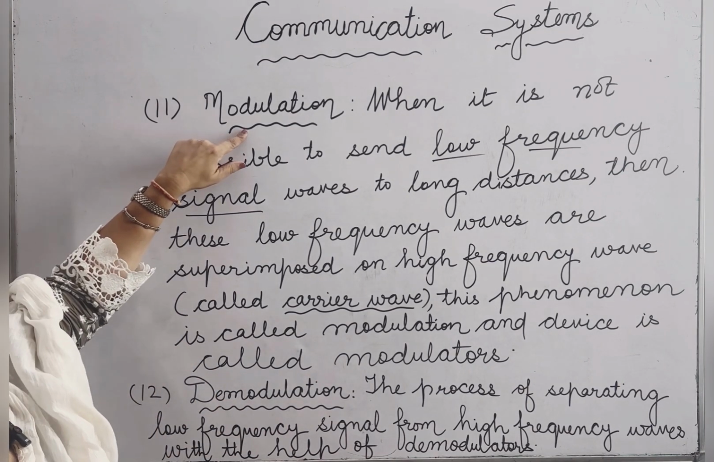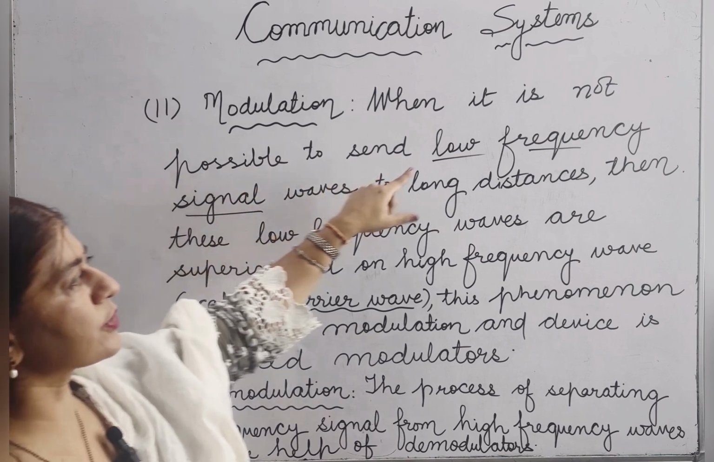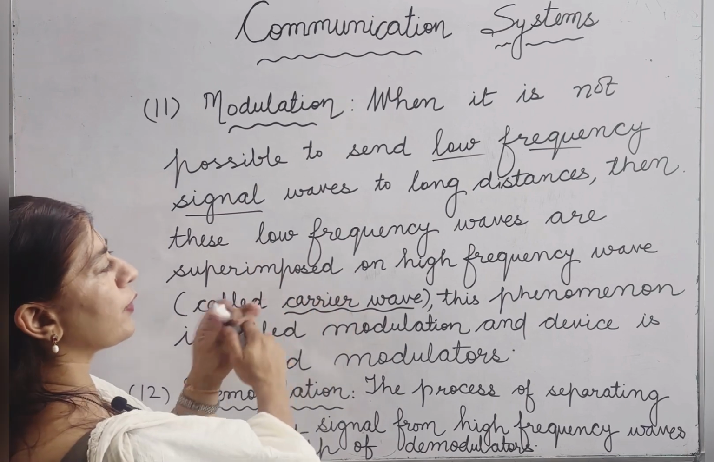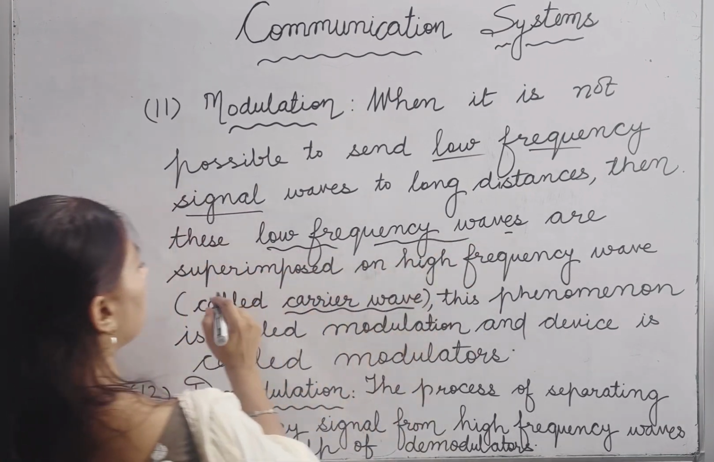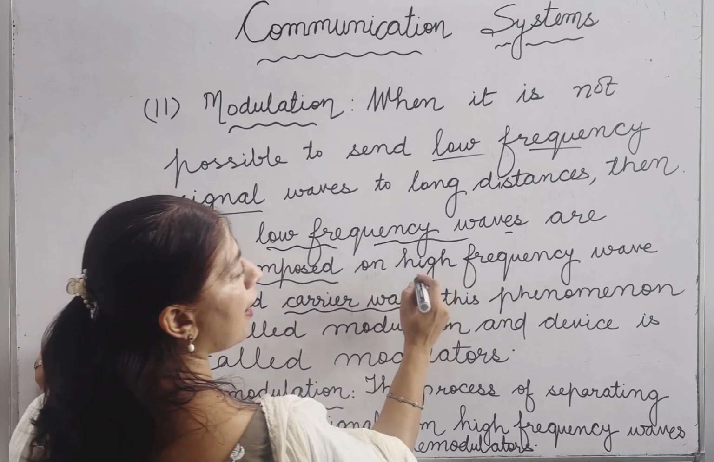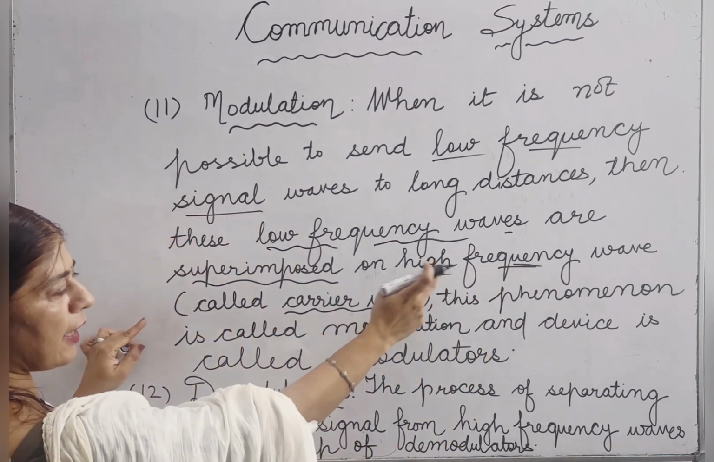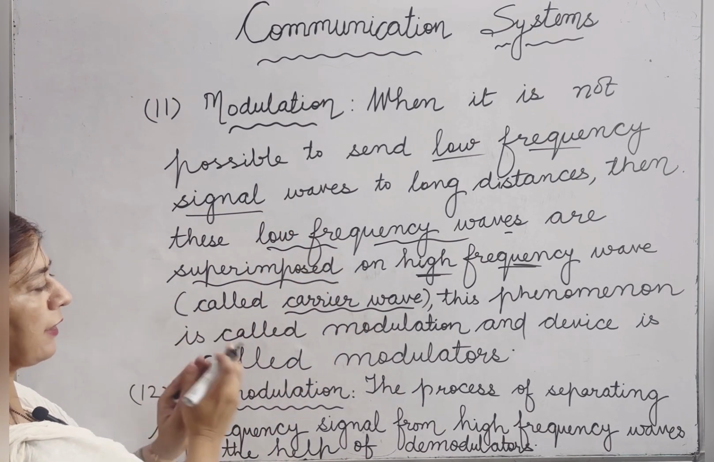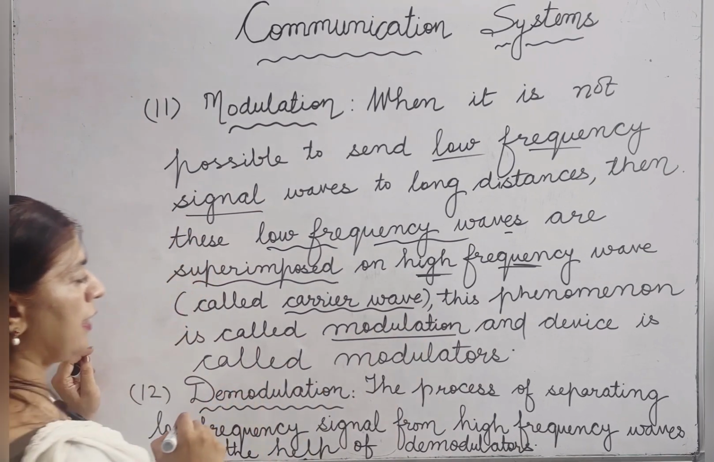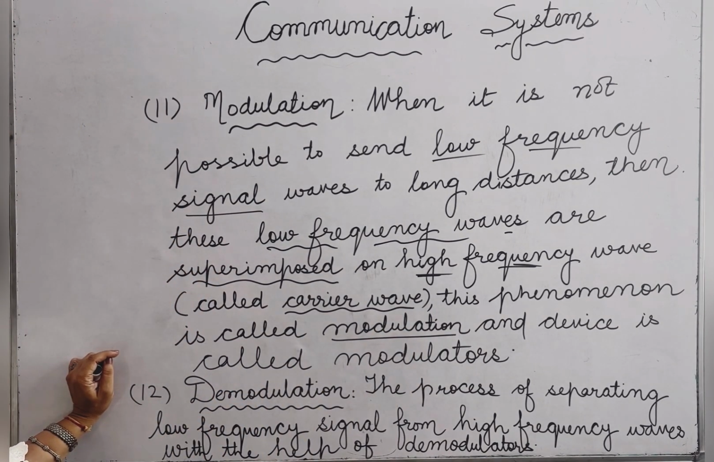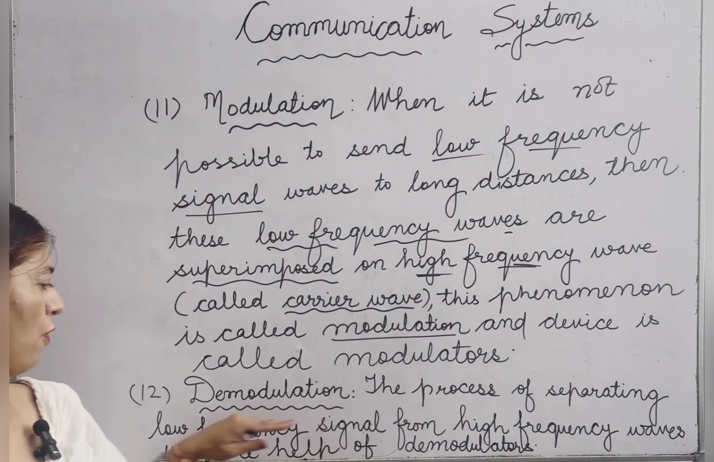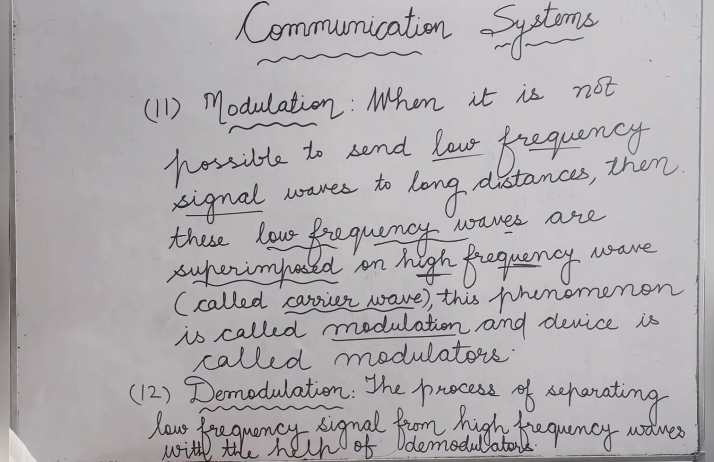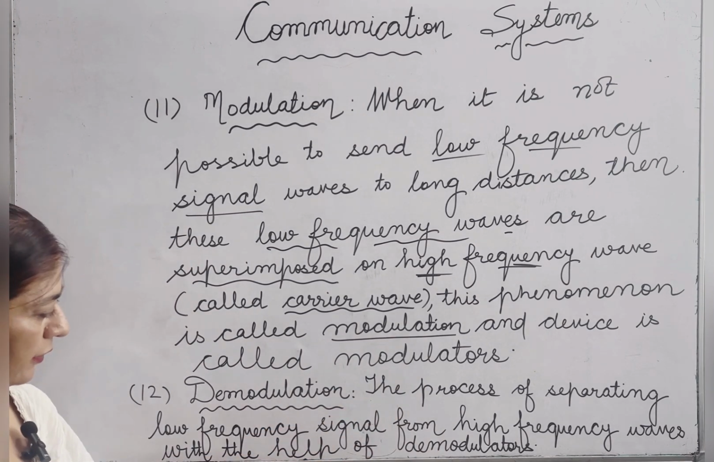To recap, when it is not possible to send low frequency signals to long distances, the low frequency signals are superimposed on a high frequency wave. These high frequency waves are known as carrier waves, and the phenomenon in which we superimpose them is called modulation, and the devices used are called modulators. Demodulation is the process of separating the low frequency signals from high frequency waves, and the devices used are the demodulators.